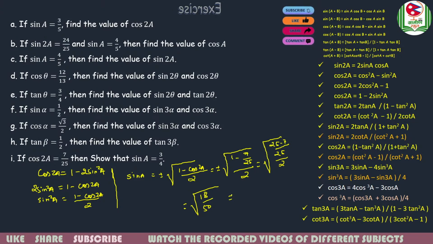And here 18 by 50 means 2 into 3 into 3 upon 2 into 5 into 5. So 2 is cancelled out, and here it is 3 by 5. So this result is not 3 by 4, it is 3 by 5. Okay, so we found out the value of sin A. So we have proved sin A equals 3 by 5.